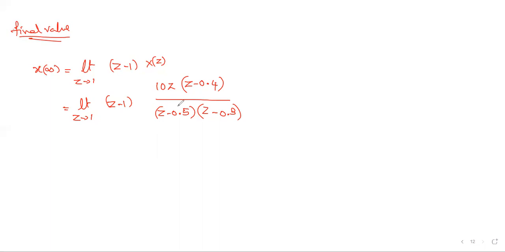If you substitute z equal to 1, what will we get? 1 minus 1, 0. If cancellation is possible, we can cancel it. If not possible, the x of infinity value will become 0. So this is the final value theorem. Now what is the initial value? X of 0 is 10. X of infinity is 0. Don't think that since the initial value is 10, the final value should be more than that. Don't think like that. You write whatever value you get.